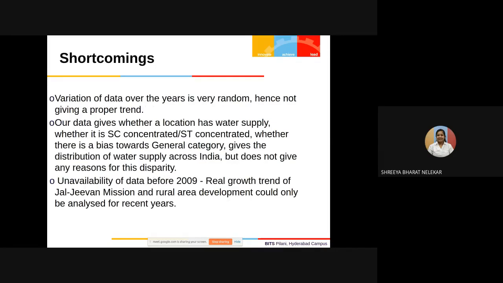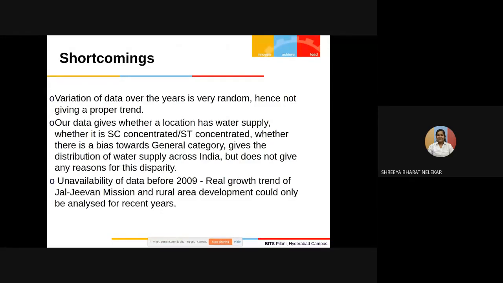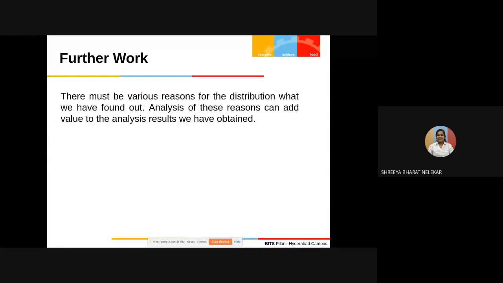While our shortcomings are, the variation in the data is very random and not organized, hence we cannot give a proper trend. Then our data gave various insights, but it did not show any reasons for such disparity. And the third is that from the government side, the availability of data is very low. Hence, the model training was not up to the mark. Hence, further work is needed here. We have completed the analysis, however much analysis still needs to be done.